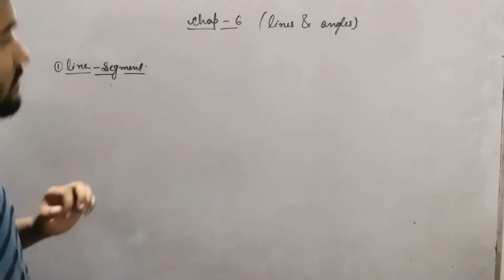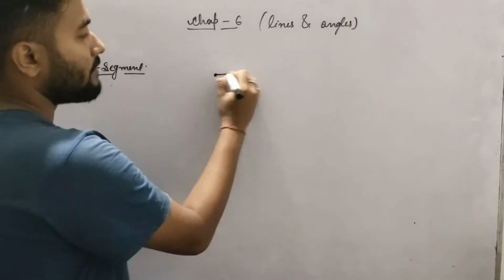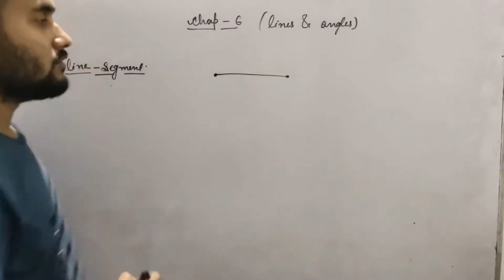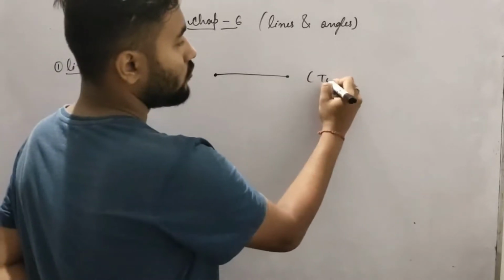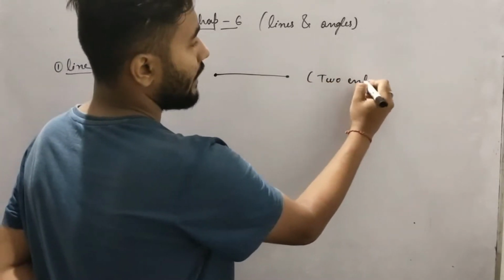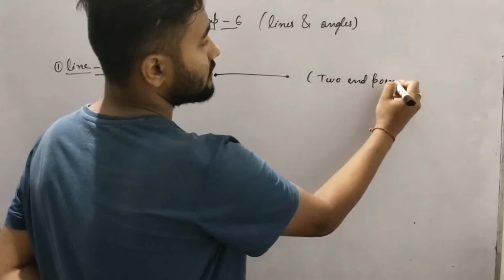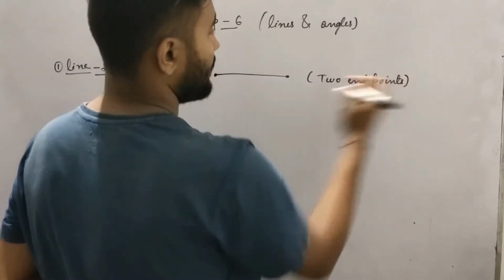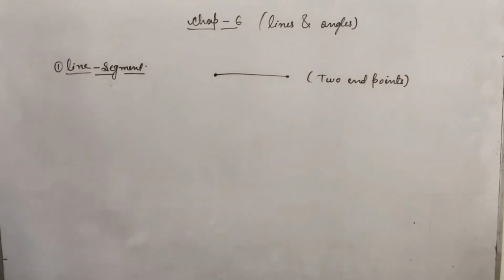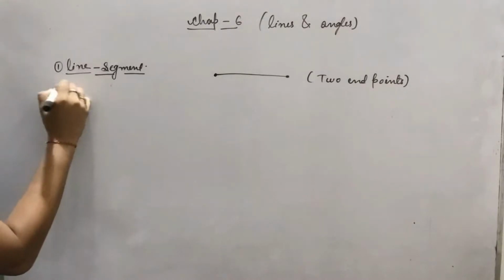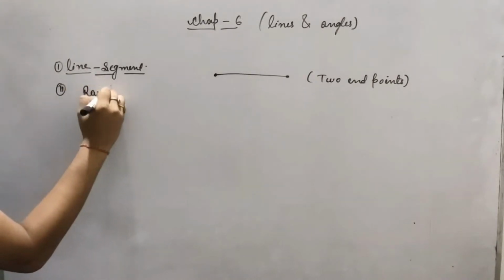A line or line segment consists of two end points. Understood? This is called a line or line segment. Now, what is a ray?